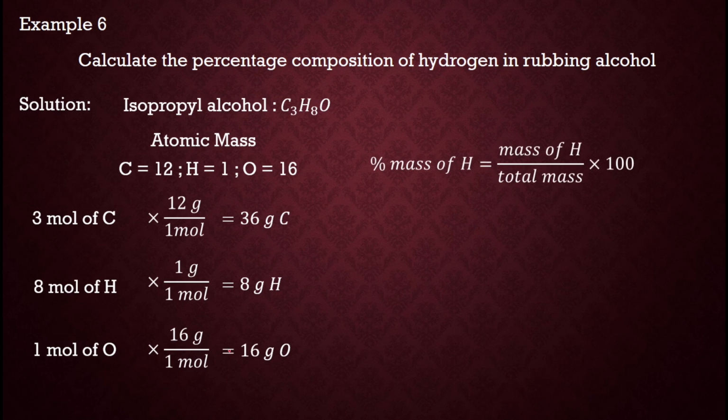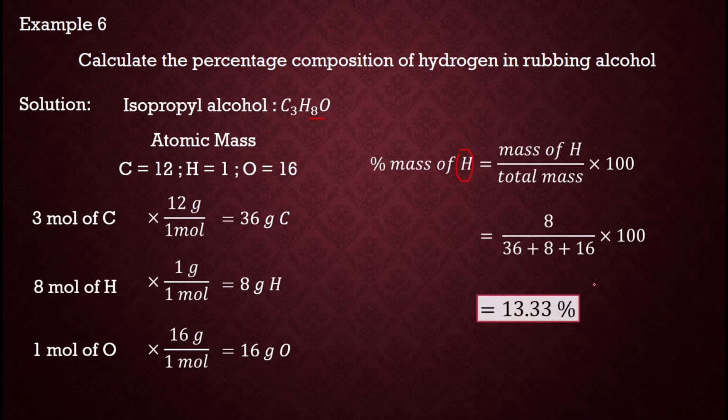To obtain the percent mass of hydrogen, we have this formula: the mass of hydrogen over the total mass times 100. So we get the total of this composition, which is 36 plus 8 plus 16, times 100. That is the percent mass of hydrogen, and that is equivalent to 13.33%. So that is the final answer.